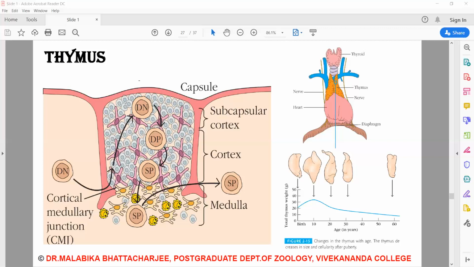And with age, it has been seen that this thymus atrophies. That is, the thymus gradually reduces in size. So as we proceed, as the age increases, the thymus gradually atrophies.